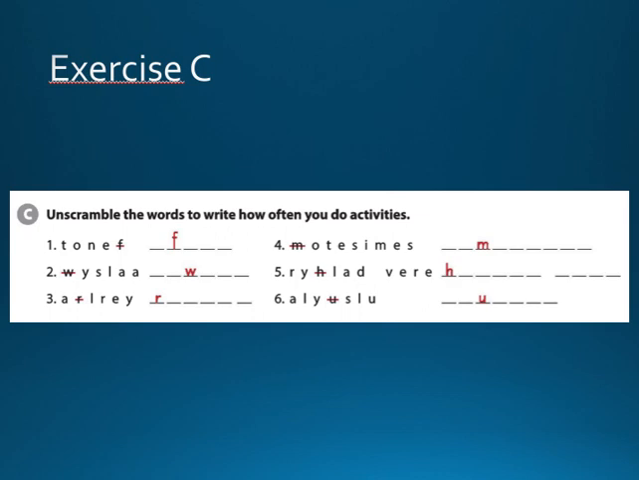Exercise letter C. We need to unscramble the words that we have there. From 1 to 6, we need to check letter by letter and put them in order to make sense. For example, number 1, the letters that we have there are T, O, N, E, F. If we order those letters, we can create the word often.